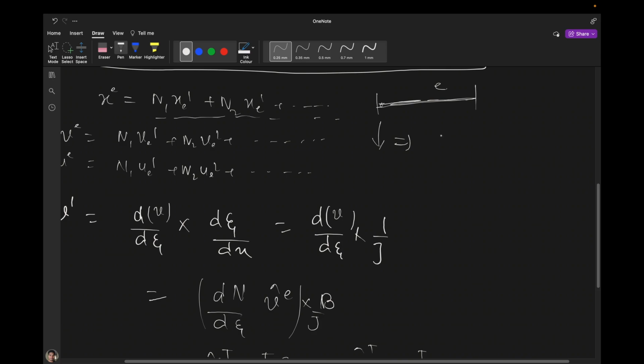In this particular element, when you are taking that L, the Jacobian will be nothing but L by 2. So here you are representing the Jacobian as L by 2. Yes. So here, B dot x equal to L by 2. Okay, sir, I get it.